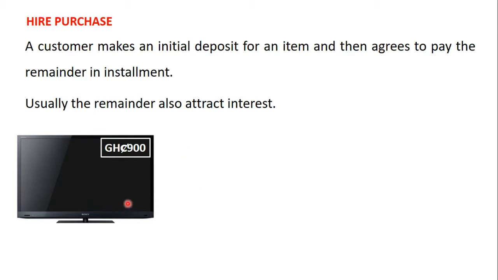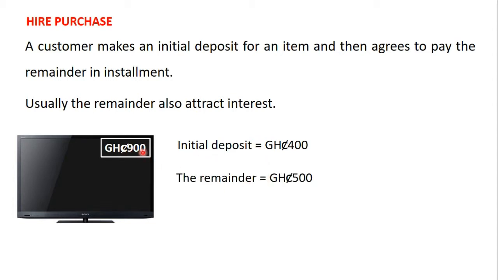Let's come back to our example. Kofi wanted to buy this television which cost 900 Ghana cedis, but he did not have enough money on him. So the shop allowed him to make an initial deposit of 400 Ghana cedis. So the remainder is going to be 900 Ghana cedis minus 400 Ghana cedis, which is 500 Ghana cedis. So Kofi paid an initial deposit of 400 Ghana cedis and the remainder was 500 Ghana cedis.